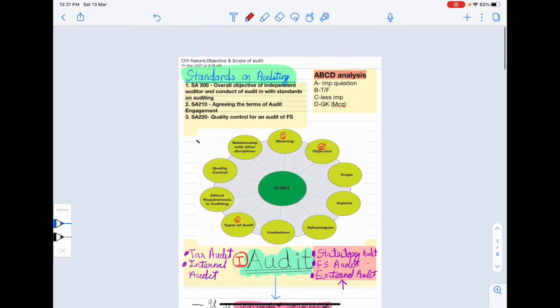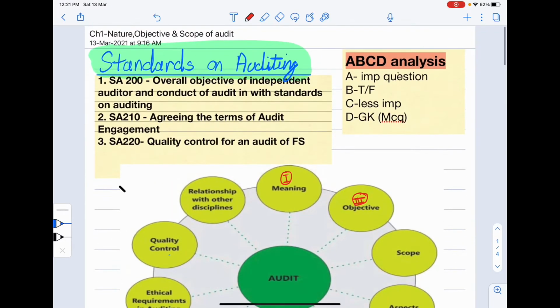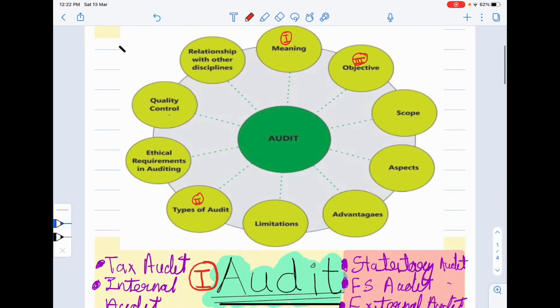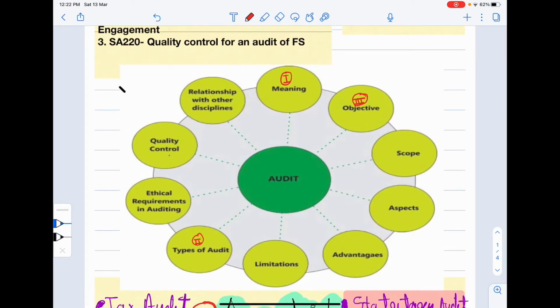Hello guys, so today we are going to study chapter number 1, that is nature, objective and scope of audit. In this chapter we have 10 topics. This is basically an introduction to the audit.